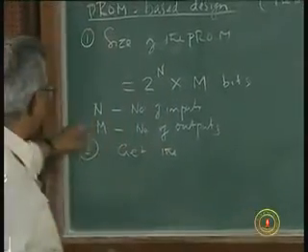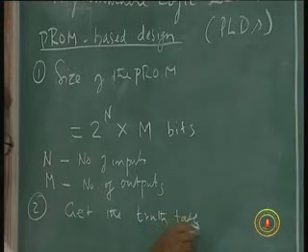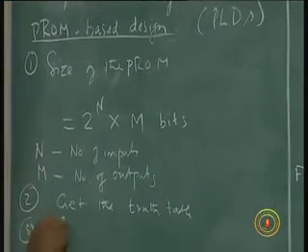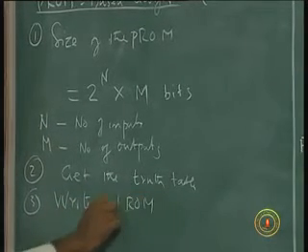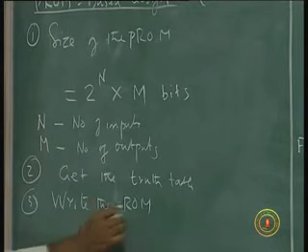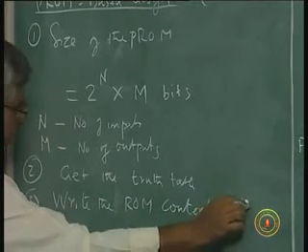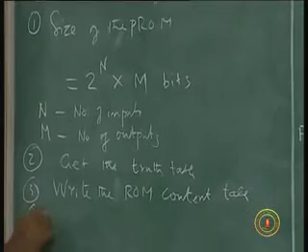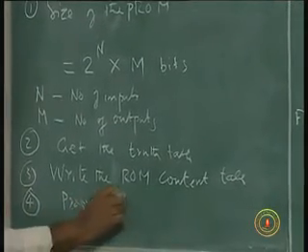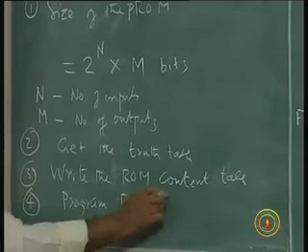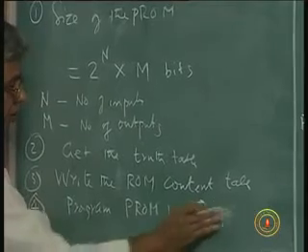So PROM, you get the size and then get the truth table, write the ROM content. You don't call it PROM content table, it's called ROM content table, even though it's PROM. Next step is to get hold of a programmer, program the PROM in a PROM programmer.